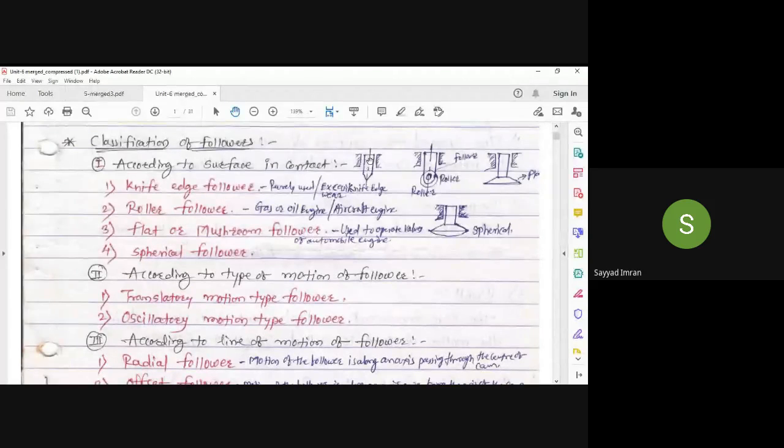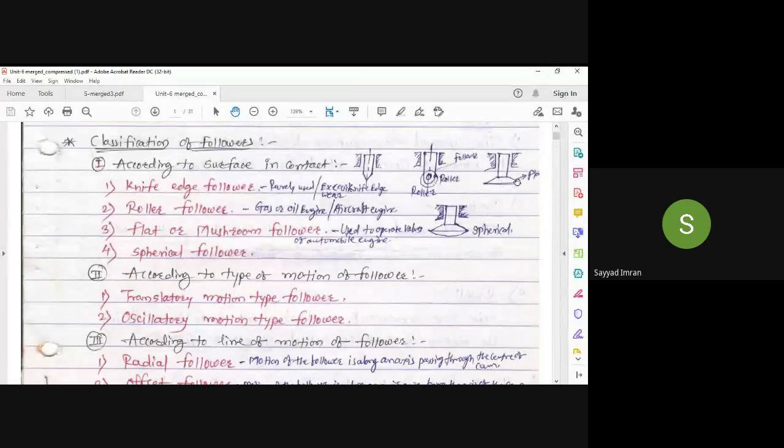According to surface in contact, you can find the knife edge follower. This is the figure, knife edge. You can see here the shape of the follower is something like a knife, that's why it is known as knife edge follower. It is rarely used because of this knife edge structure, excessive wear of the cam takes place. Second one is the roller follower, which I have already drawn in the figure. The shape is roller shape, and it is widely used in aircraft engines, oil engines and gas engines.